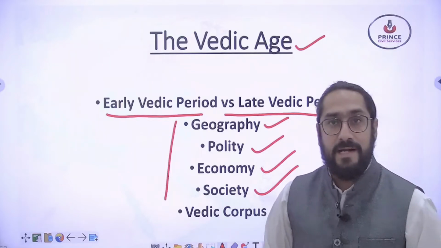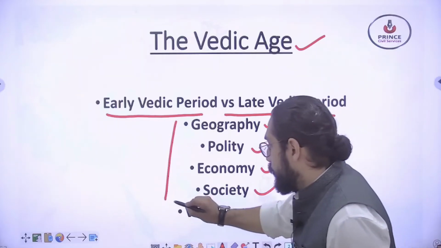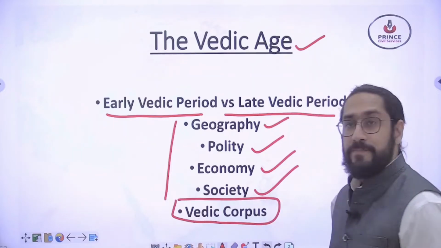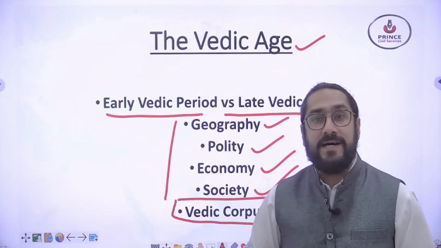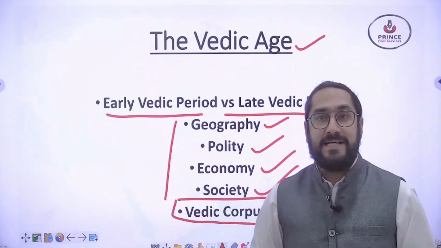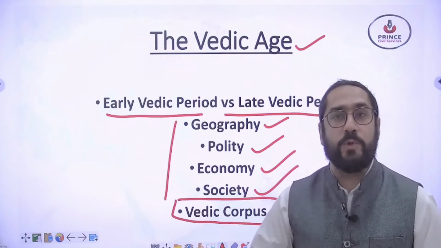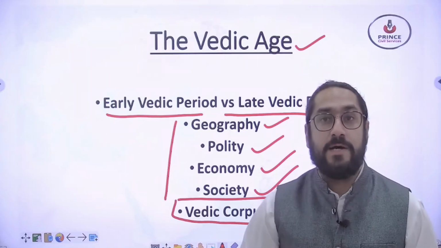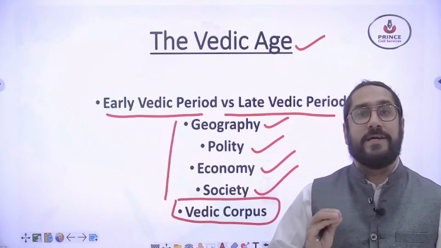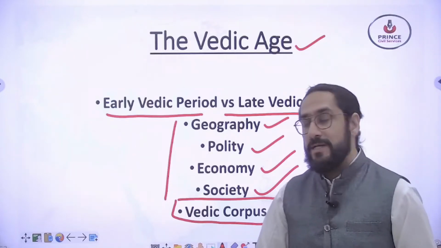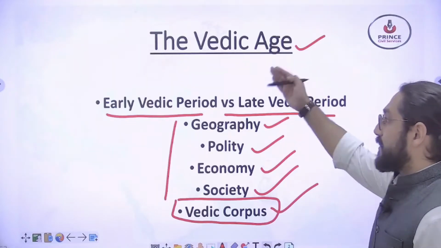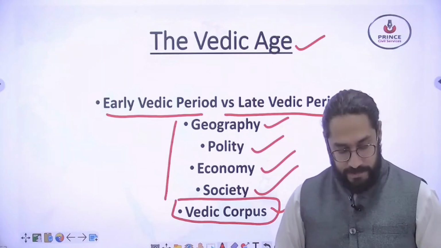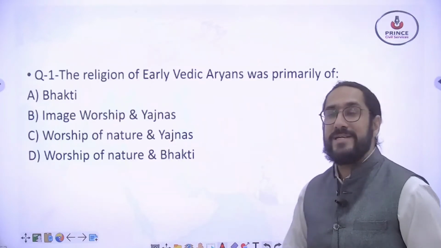This way it will be easy to remember what was there in the early Vedic and what is there in the late Vedic. In addition to this, you need to learn some factual information related to the Vedic corpus, that is, the Vedic literature. You have the Vedas, Brahmanas, Aranyakas, and Upanishads. So you need some factual information. Always keep these points in mind whenever you are reading this chapter. So let's start with the questions.